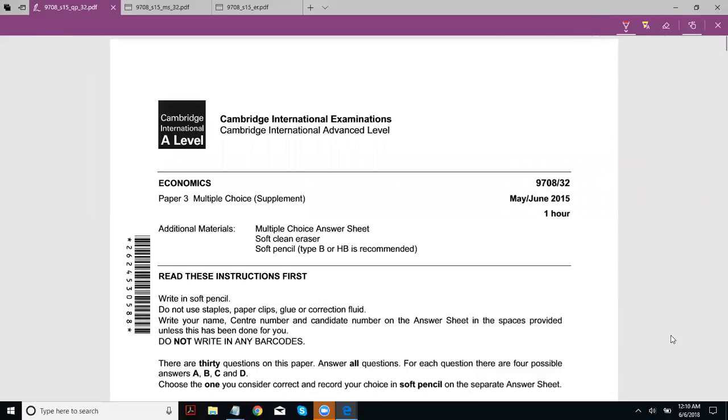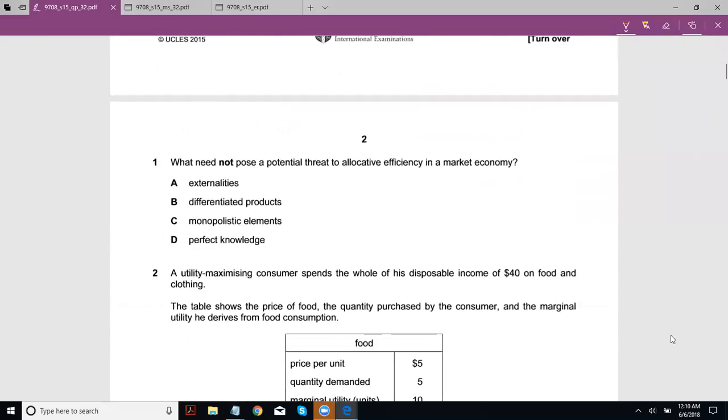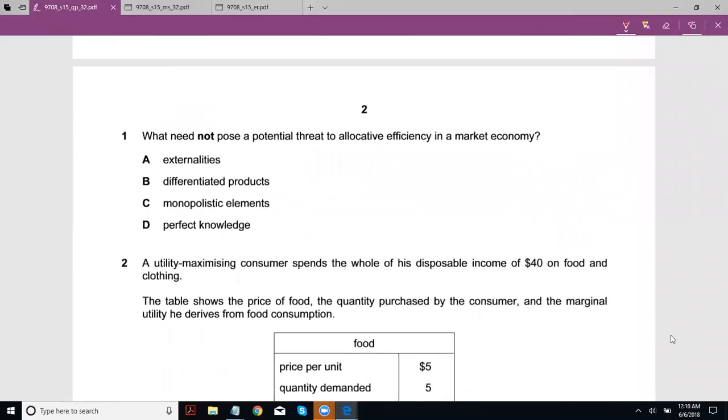So, May, June 2015. Question 1. What need not pose a potential threat to allocative efficiency in a market? Externalities do pose a threat, so you can cross that out.